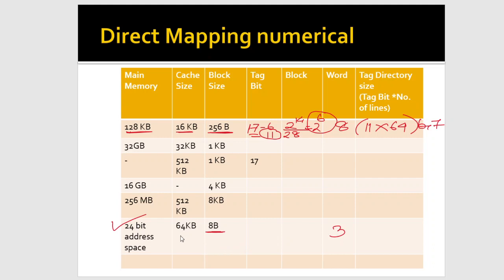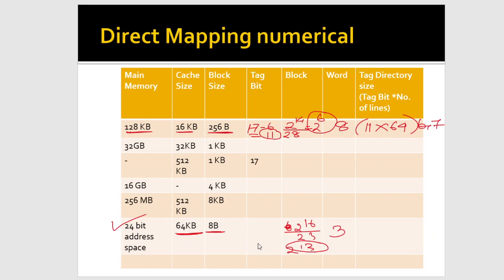Then cache is 64 KB. So number of blocks will be 64 KB divided by the block size 8. 64 KB is 2 to the 16. So it will be 2 to the 16 divided by 2 to the 3. Ultimately, this will give me 2 to the 13. So the number of block bits in the cache is 13.